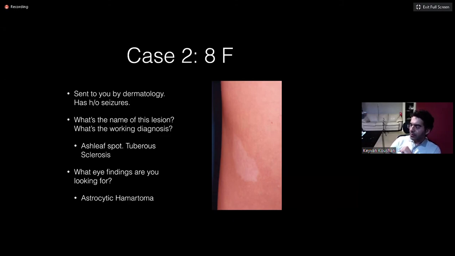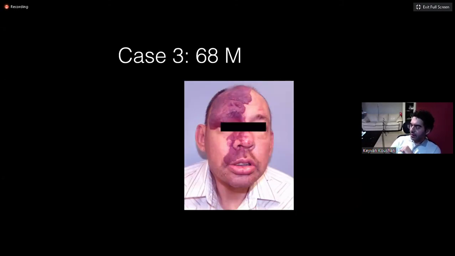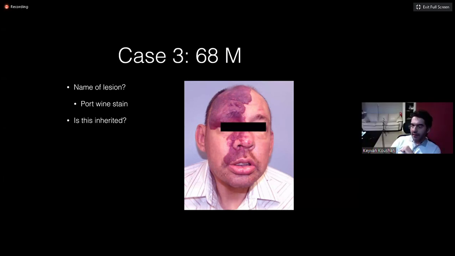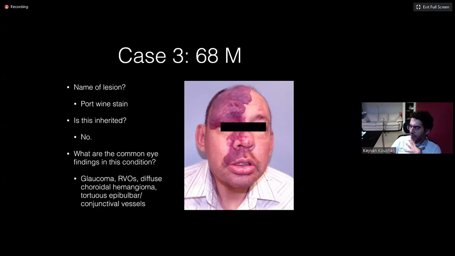Okay, so the third case. Name of the lesion again, I think I maybe mentioned that before. It's a port wine stain, right? And is it inherited? Sporadic. It's sporadic, yeah. And what are the common eye findings in this condition? Again, just mention a few of them. Glaucoma, right? Very common. RVO, diffuse choroidal hemangioma, and tortuous bulbar vessels. And then if you have a choroidal hemangioma, you can have CRT with it as well.